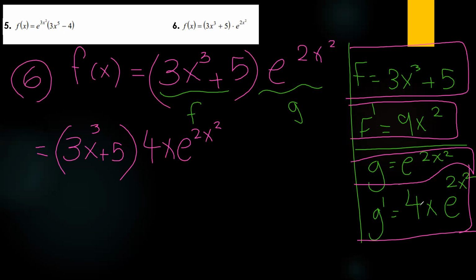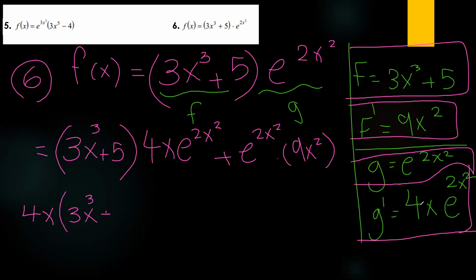So this is now f times g prime plus g times f prime. Where's f prime? 9x squared. So then here now, we have it as 4x times 3x cubic plus 5 times e to the power 2x squared plus 9x squared times e to the power 2x squared.